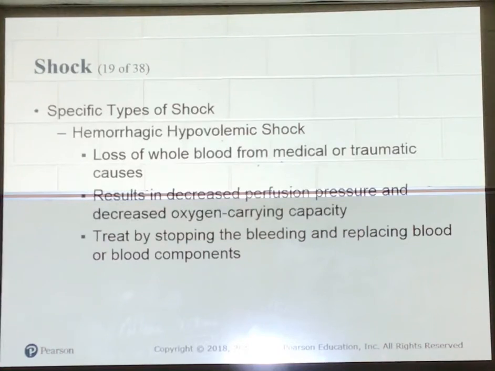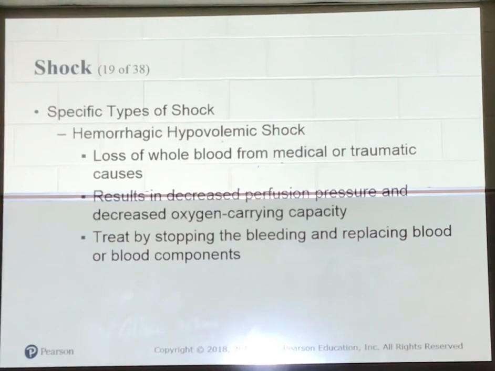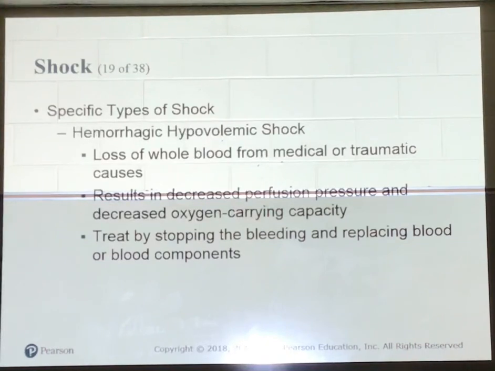Okay. So, how do we treat this? Easy. We stop the bleeding. Whether that be recognizing that it's an ectopic pregnancy or an aortic dissection, whatever's going on with them inside, we get them to the most appropriate care. They need to be somewhere where they can get some immediate life-saving surgery. Because we don't do surgery in the back of the truck.